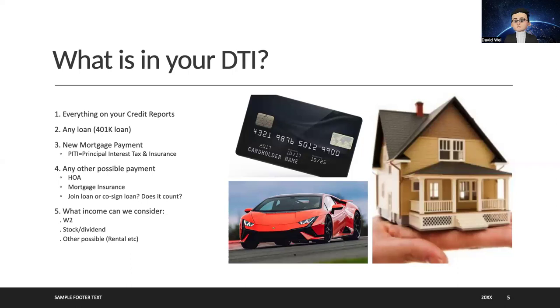So now, what's your income? The income, for example, your W-2 income. If you're self-employed, then the income you report. Stocks, dividends, they can consider your income. Other possible income will be if you have any type of rental property or any type of rental. Investment property, sometimes they will take those in, but normally not 100%, 70%.